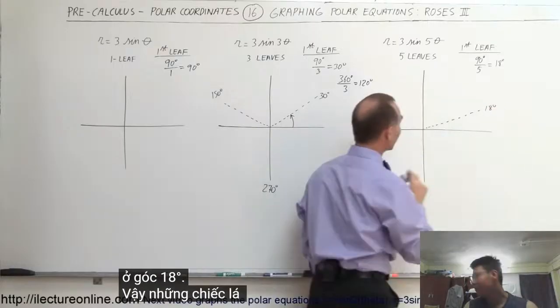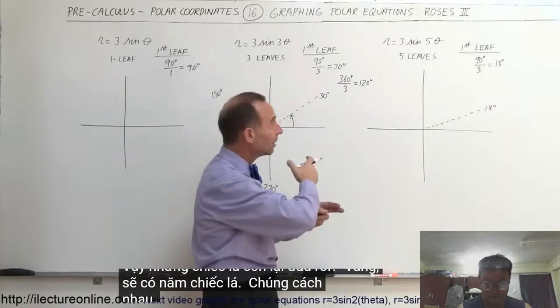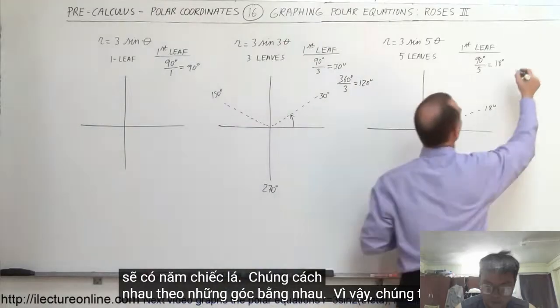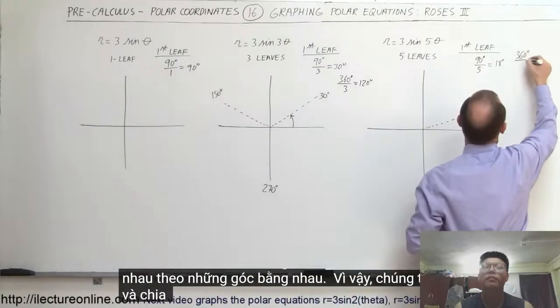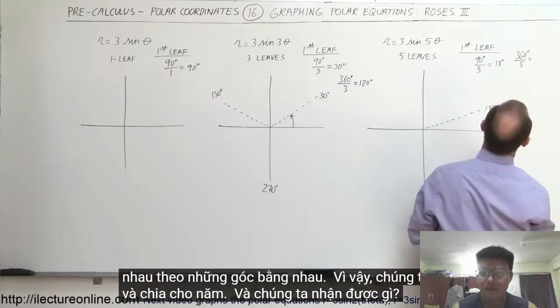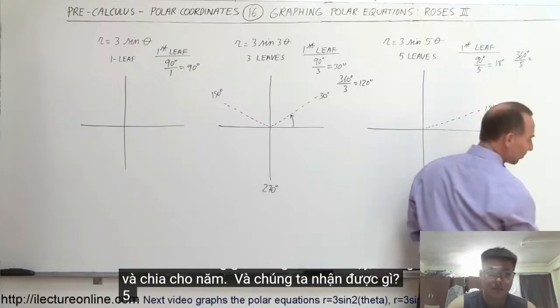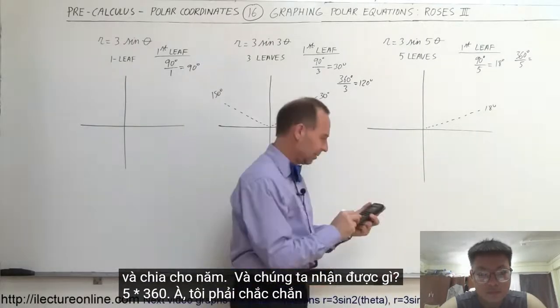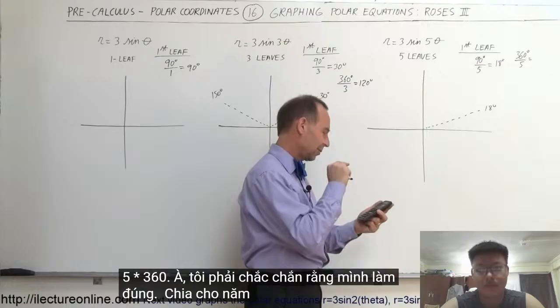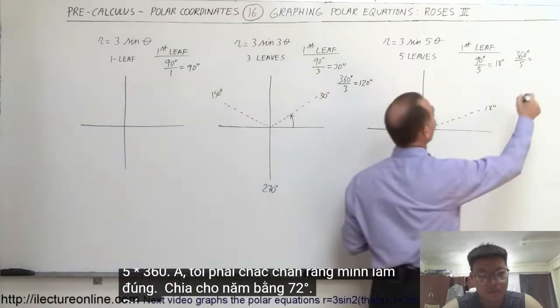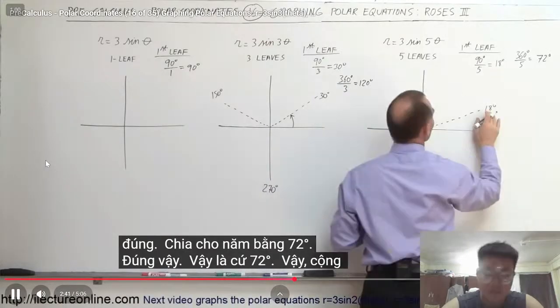Now, where are the other leaves? Well, there'll be 5 leaves. They're spaced apart in equal angles. So we take 360 degrees and divide it by 5. And what do we get? I better make sure I get this right. 360 divided by 5 equals 72 degrees. That's right. So every 72 degrees, so add 72 to 18.